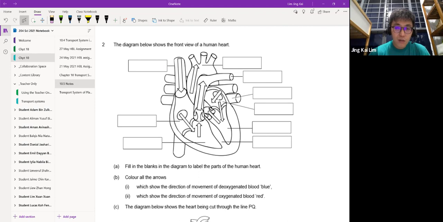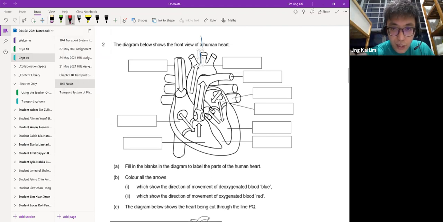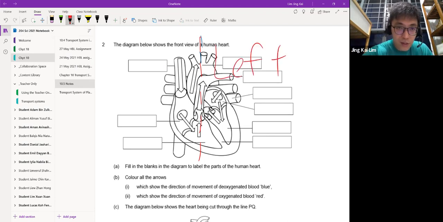When we look at the heart, what you're looking at is actually a mirror view, the mirror view of a person's heart. Since it's a mirror view, if I were to divide the heart in this way, using a different color, sorry, let me use red, this would be the left side and this is the right side.